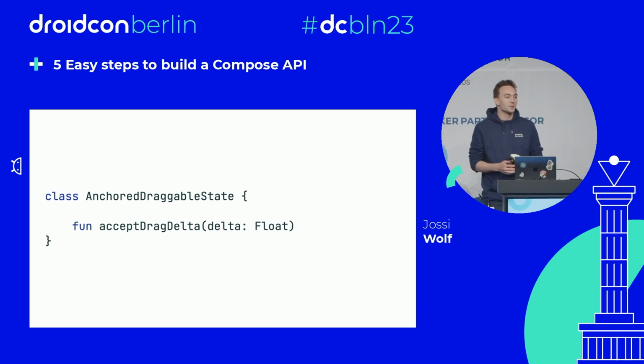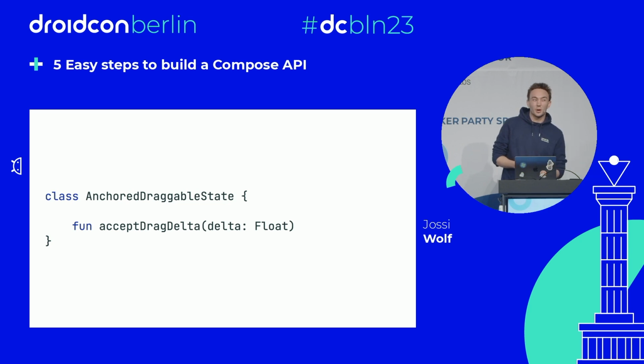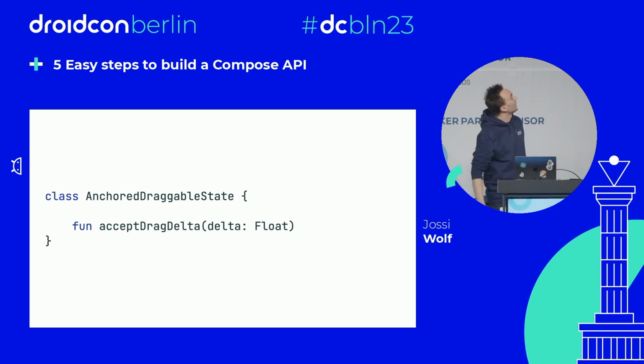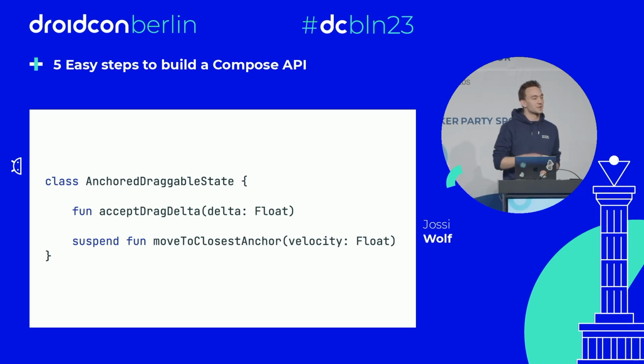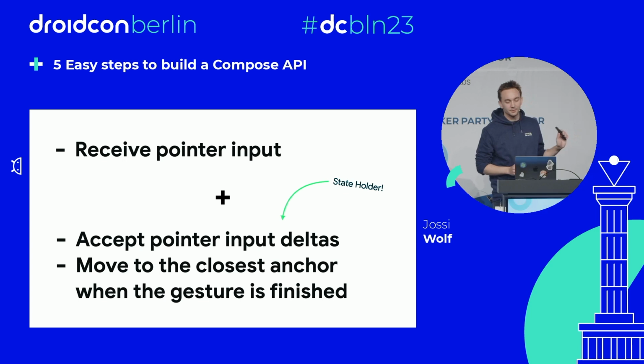Just write some code, see how it feels, and then you'll probably either go, oh yeah, this feels like an okay direction, I'm not super happy with this but it feels okay, or you'll be like, this is definitely not a good path. So let's do this. We're going to add some more code. Essentially, having the two entry points we want, we want to be able to accept some drag deltas from the pointer input, and we want to be able to move to the closest anchor. OK, so state holder, good.